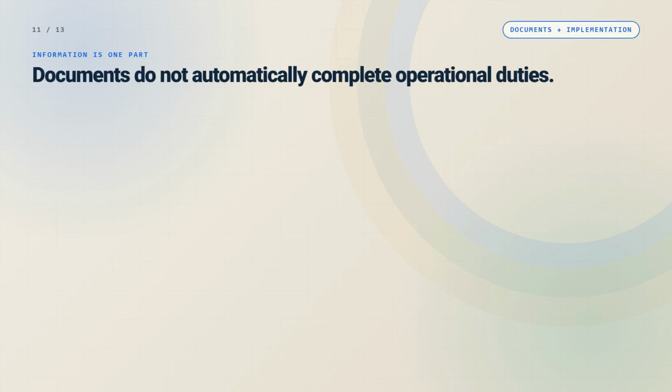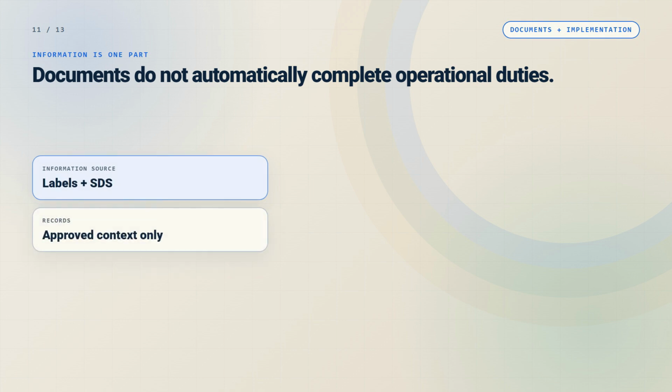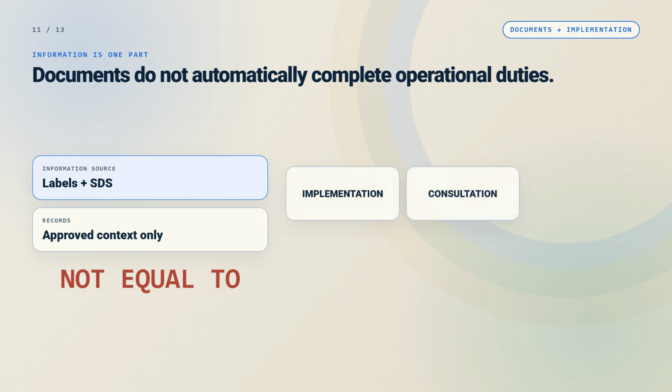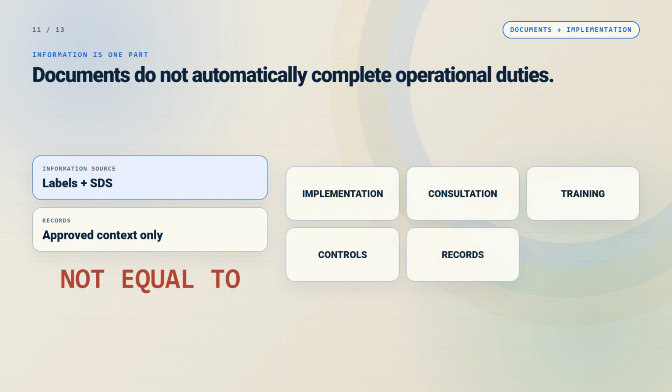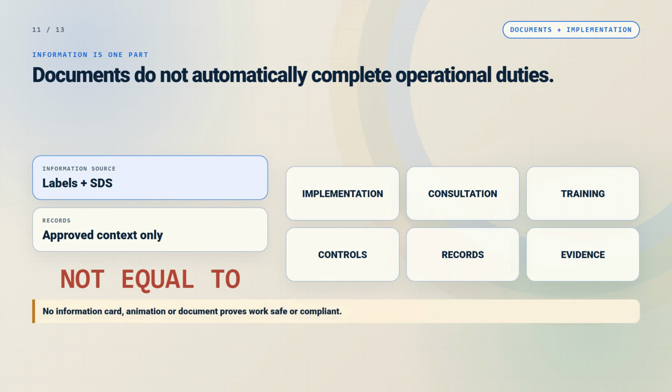Labels, safety data sheets and the identified records remain within their approved context, but documents do not automatically complete operational duties. Implementation, consultation, training, controls, records and evidence remain necessary. The video does not turn an information card, animation or document into proof that work is safe or compliant.